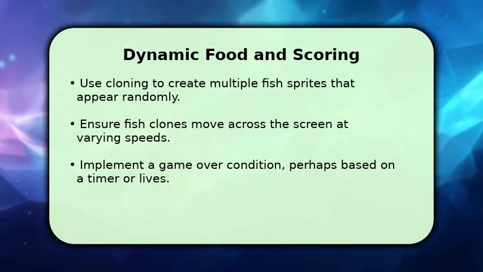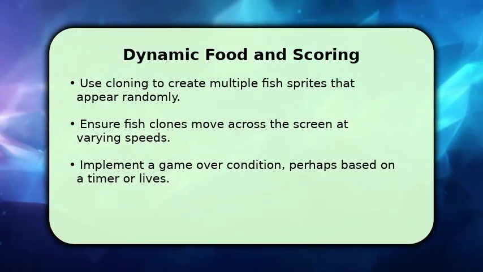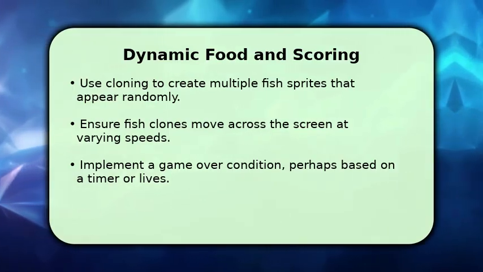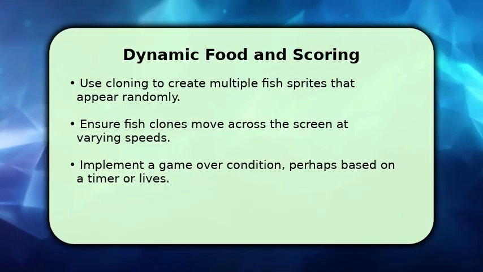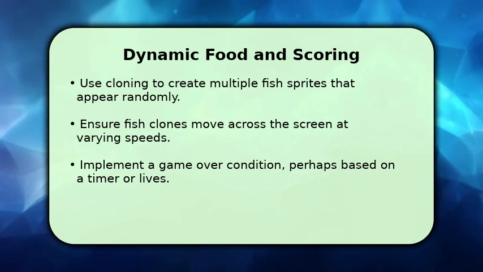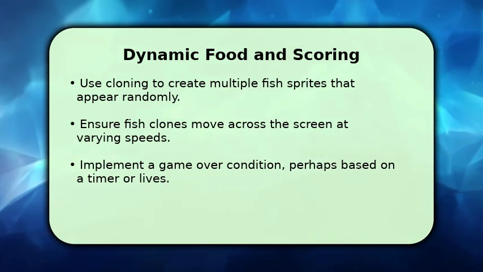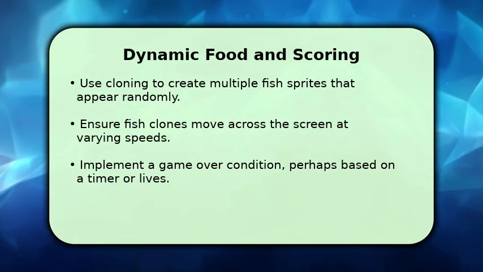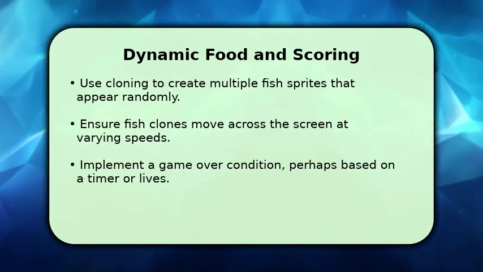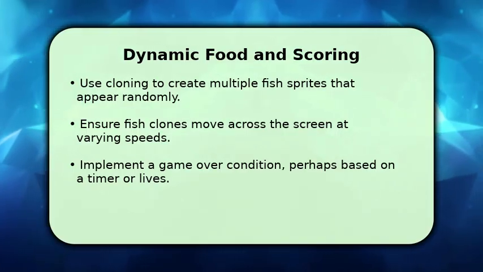To make the game more engaging, let's create dynamic food. Use the cloning feature to generate many fish sprites that appear randomly across the screen. You can even give them different speeds to add variety. Think about adding a game over condition, like a countdown timer or a limited number of lives. Finally, make sure your score is clearly displayed so players can track their progress throughout the game.